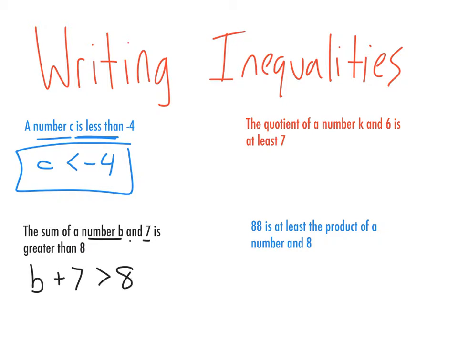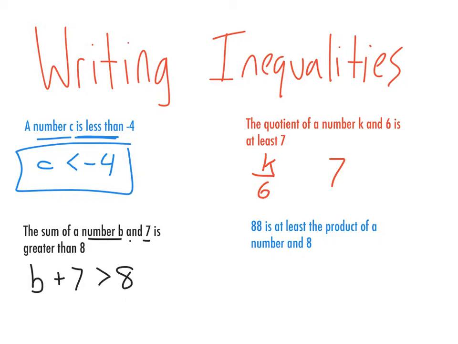All right, the quotient of a number K and 6 is at least 7. So this one we had to do a little more thinking on, maybe. So again, quotient means division, and remember, we write division as a fraction bar. So the quotient of a number K and 6 is at least, so this thing is at least 7. So I'll put the 7 there.